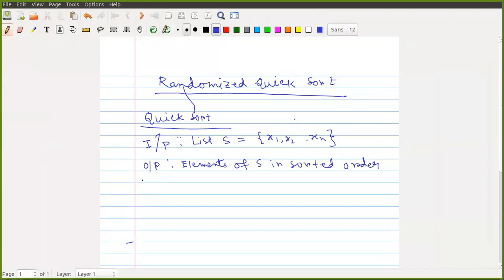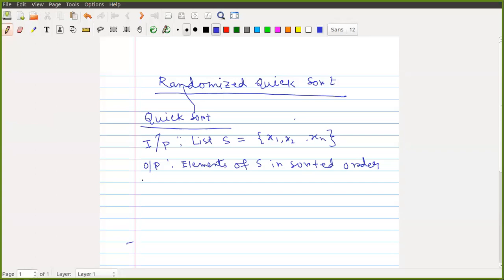Yes, sir. So basically, we'll start today's tutorial by covering a new topic, not exactly new, but we'll be doing the analysis for randomized quicksort first. Saurabh told me that it has not been covered in the class yet, so let me just cover this first, and then we'll look into the problems.